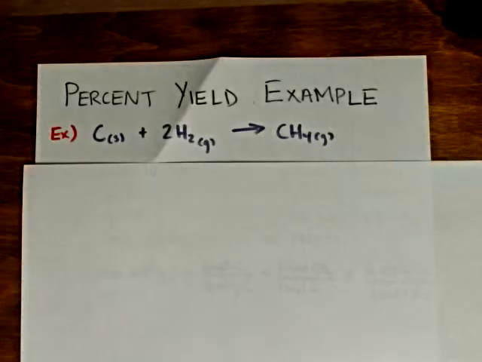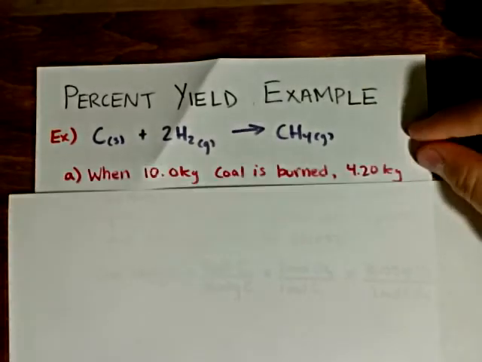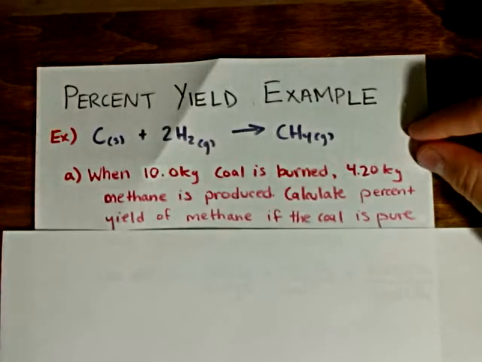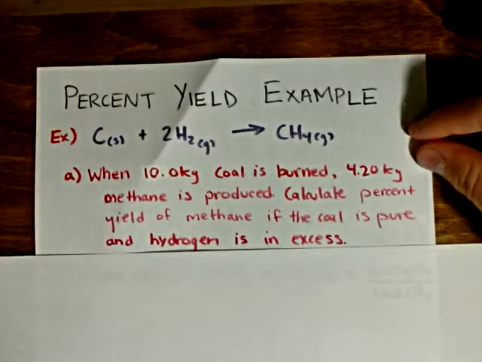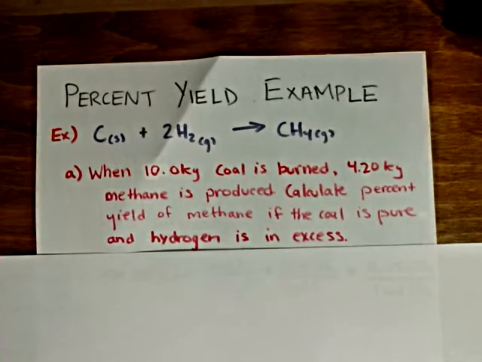In this video, I want to do another percent yield example. We're given this chemical reaction, and we're asked to solve this question. There's actually two questions relating to this. But the first question says that when 10.0 kilograms of coal is burned, 4.20 kilograms of methane is produced. Calculate the percent yield of methane if the coal is pure carbon and hydrogen is in excess.